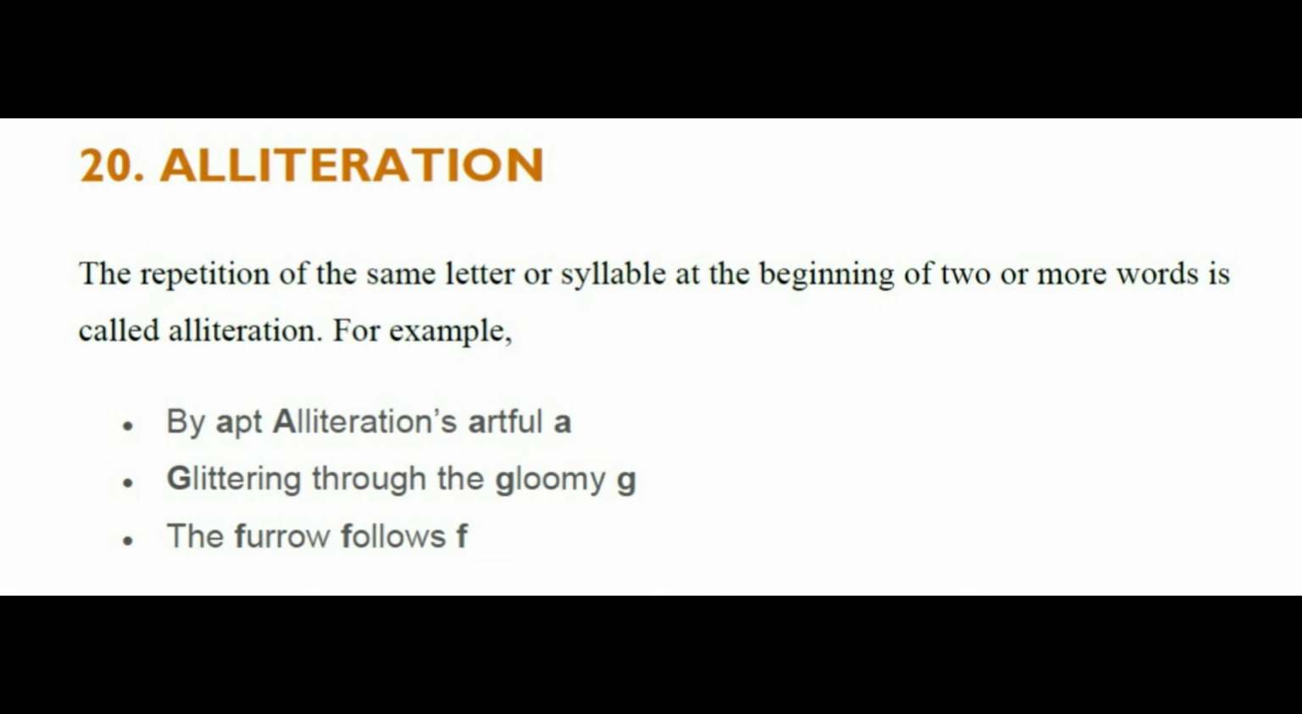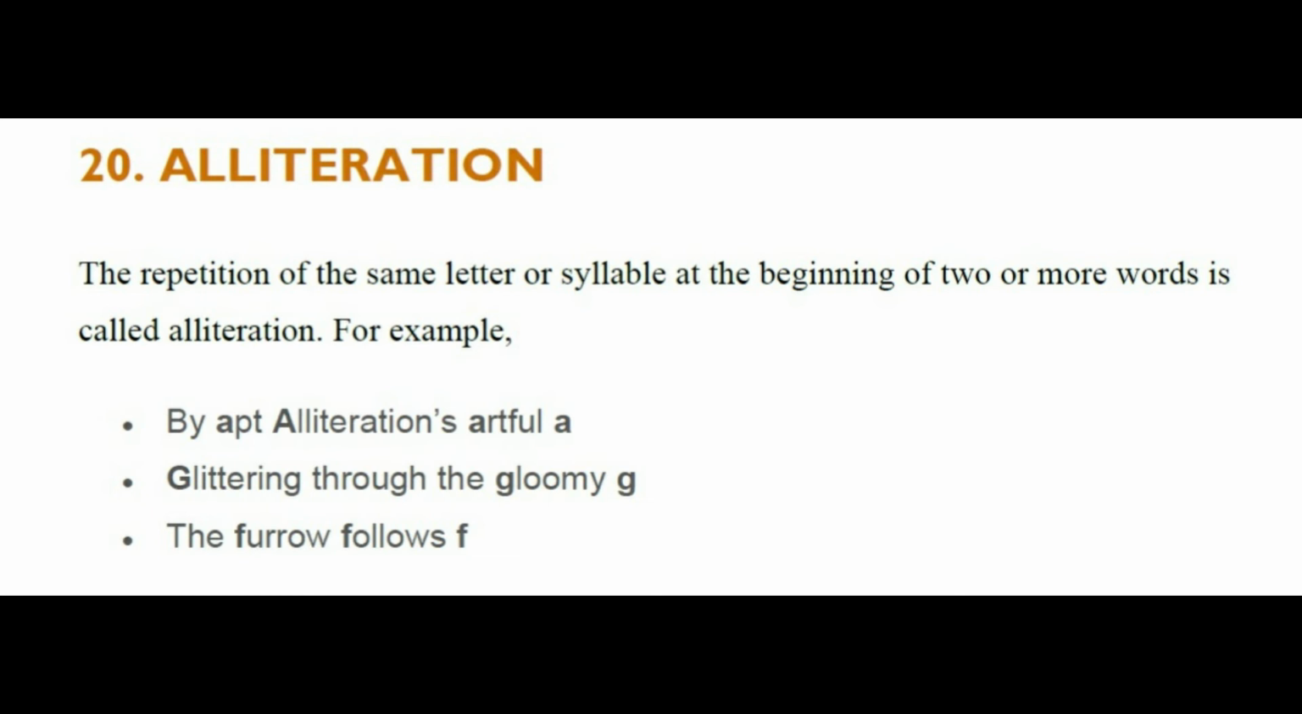Once again, alliteration refers to the repetition of any particular sound among words placed close together in a sentence. These are mainly consonants but can be vowel sounds too. Means not only consonant but sometimes even vowels also. Like for example, buys his paper and looks at the pics. So your P P.